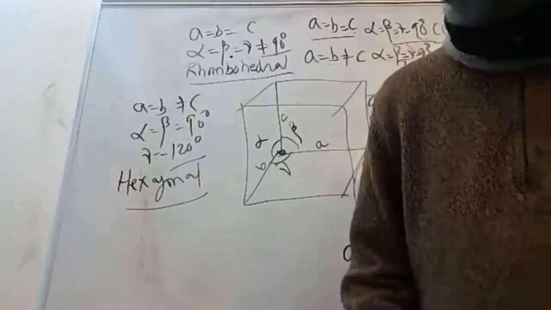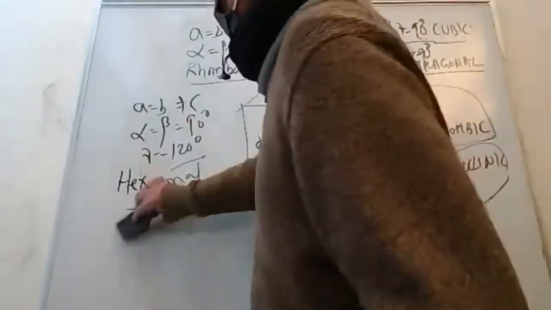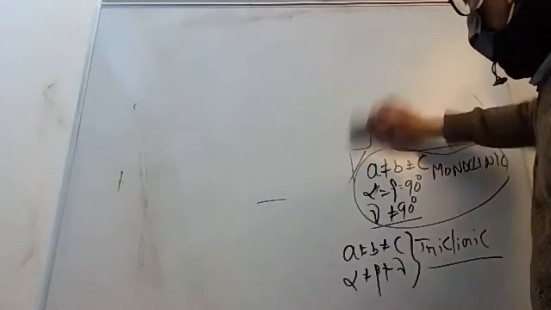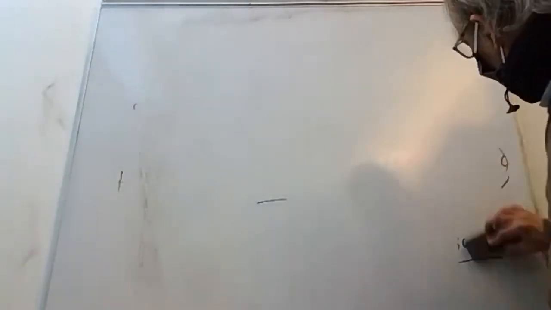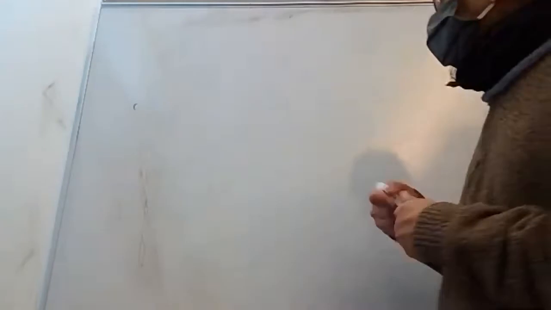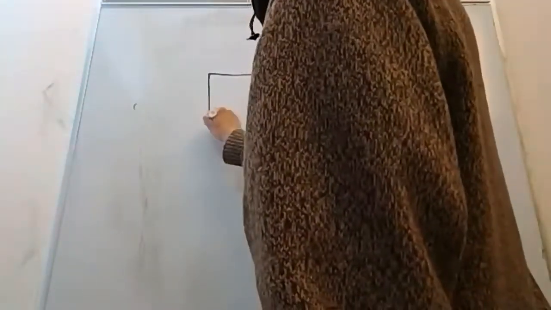The next thing is, even between the 7 crystallographic systems that we have, that is cubic, tetragonal, orthorhombic, monoclinic, triclinic, hexagonal, and rhombohedral, you still have different possibilities between the cells. So let's start with the possibilities here.